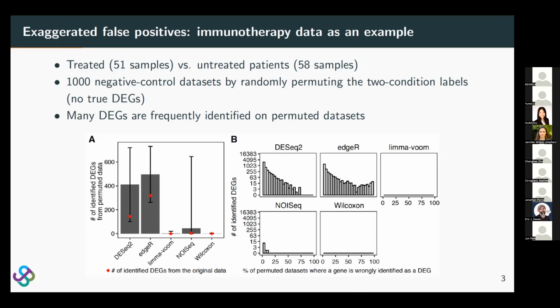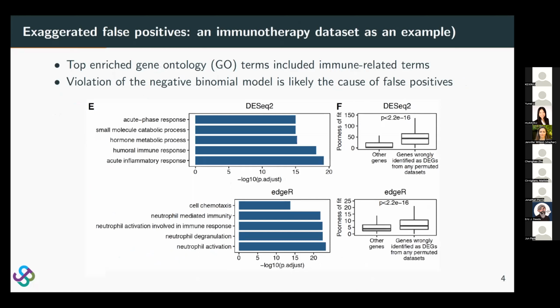Out of curiosity and as a means of verification, we investigate the biological function of those DE genes identified on permuted datasets. As most biological analyses do, we do the gene ontology analysis on those genes identified on permuted datasets. And we find that we do have some biological findings from those genes.